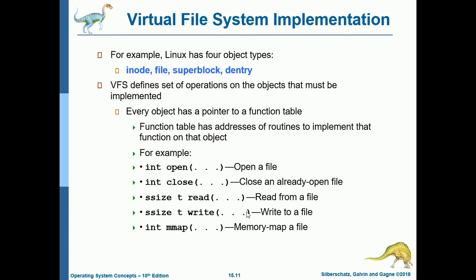Then VFS defines a set of operations on the objects that must be implemented. Every object has a pointer to a function table, and the function table has addresses of routines to implement that function on that object. For example, int open, of course, opens a file. Int close closes an already open file. Then ssize_t read reads from a file. Then ssize_t write is a function to write to a file. And int mmap memory-maps a file.